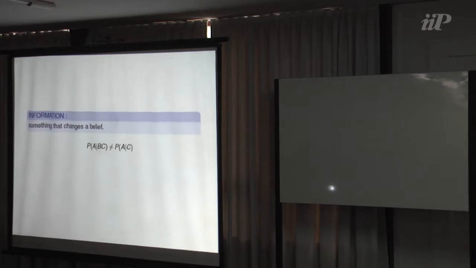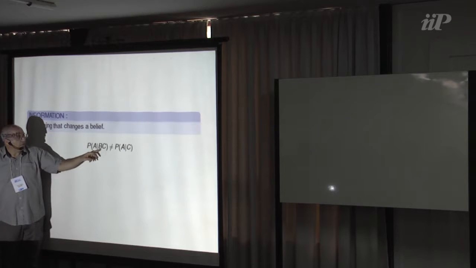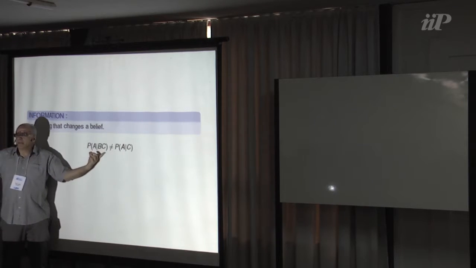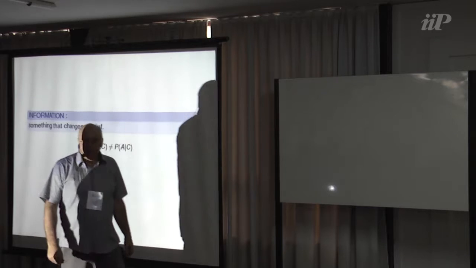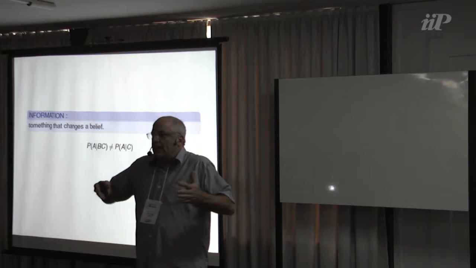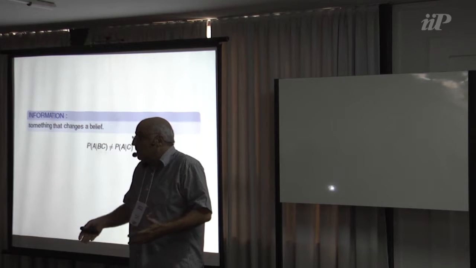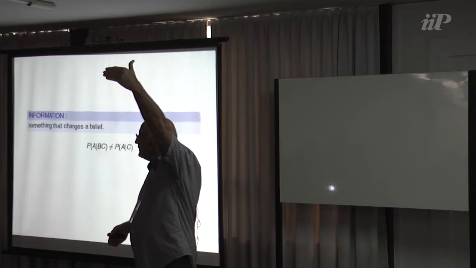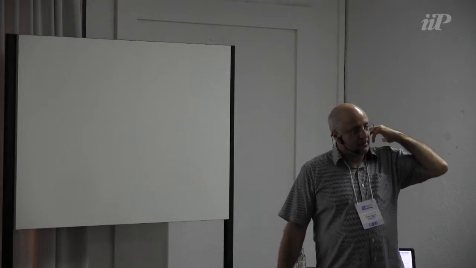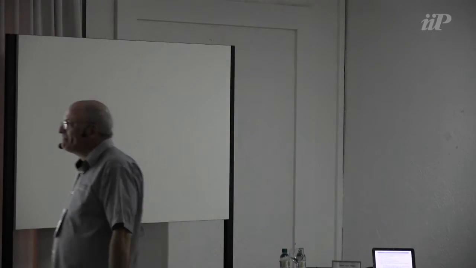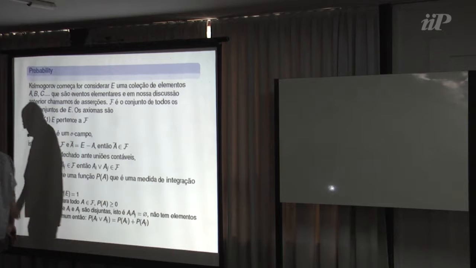So B is relevant information for A if my probability of A given B is different from the probability of A given C. You see, I change my beliefs to probabilities, but still these probabilities are regraduated numbers that do not change the order of my beliefs, and they have rules that I can come back and check against Kolmogorov. I see that it's in Portuguese, so it doesn't make any difference, because I picked it up from lecture notes that were in Portuguese.